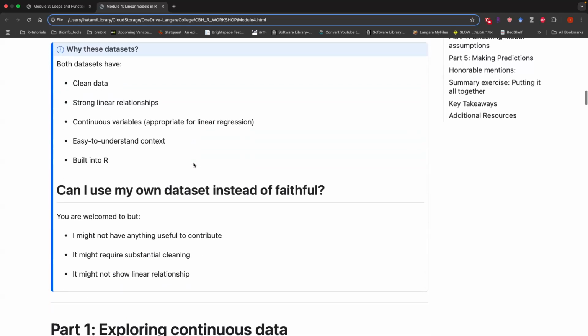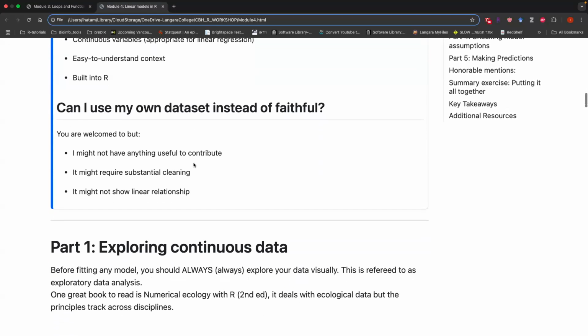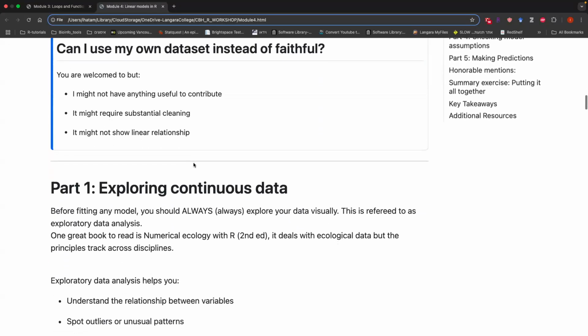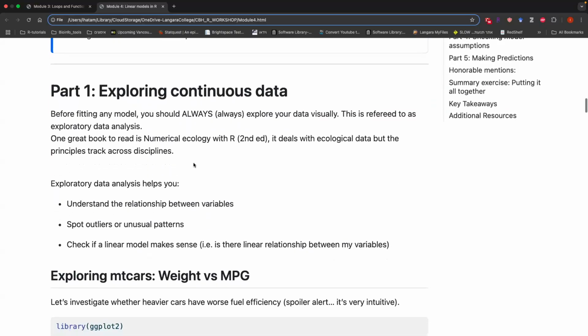Why do we want to use these data sets? They're really, really clean. They have a strong linear relationship, continuous variables, easy to understand context, and they're built into R. Can you use your own? As I mentioned, you can try. Not sure this is the right place though.